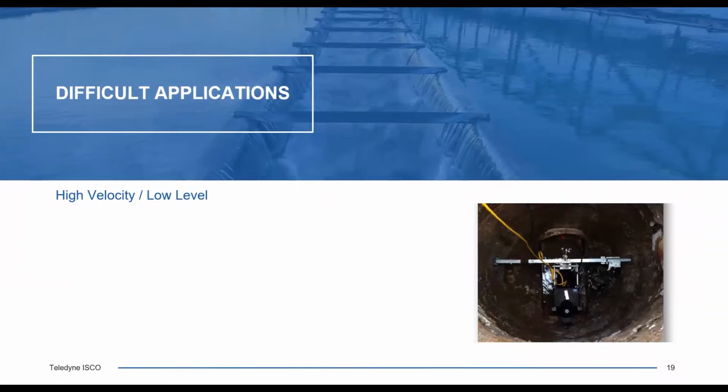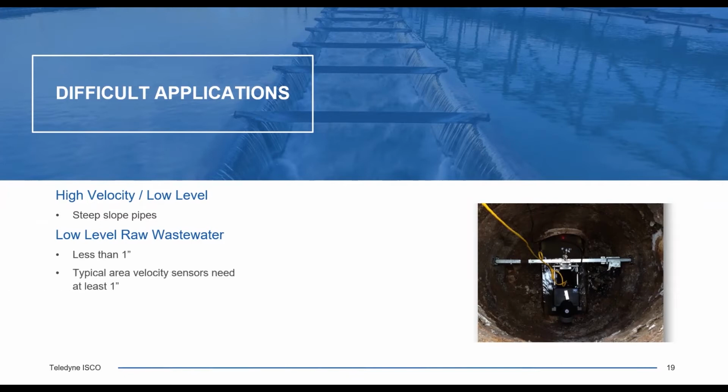Okay, so let's look at some of the applications that are challenging, difficult, high velocity, low level. And we see that with steep slope pipes. There's a lot more of those out there than I thought there was. Low level raw wastewater. So anytime you get down to an inch, most sensors will not read that, and they need at least 1 inch to be able to even start taking readings. The other thing that happens when you get down below an inch is you're looking at a lot of ragging and debris issues that are going to require maintenance on a standard area velocity that's on a ring in a pipe or a contact sensor.